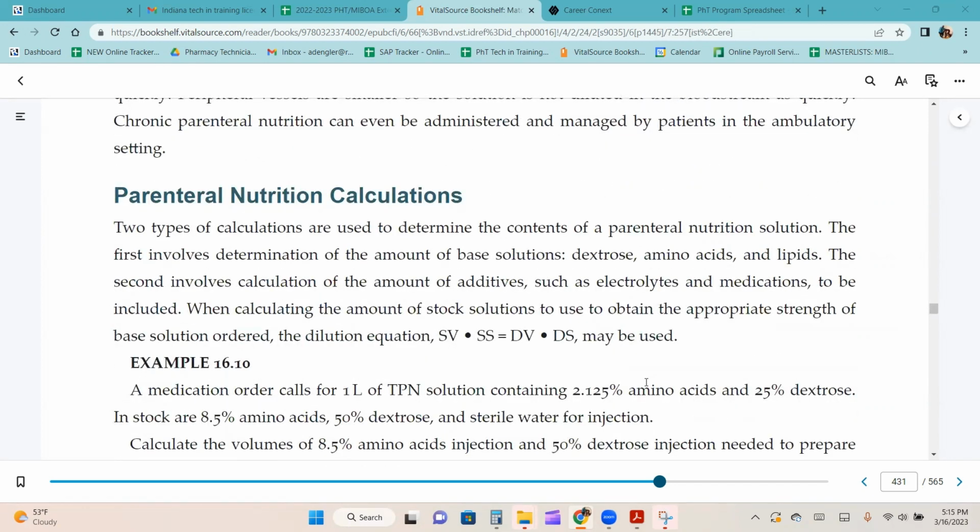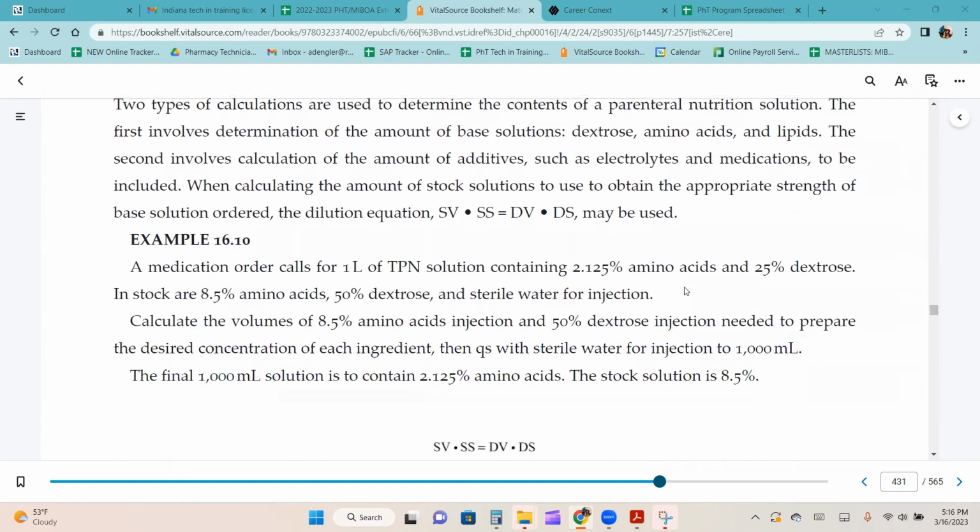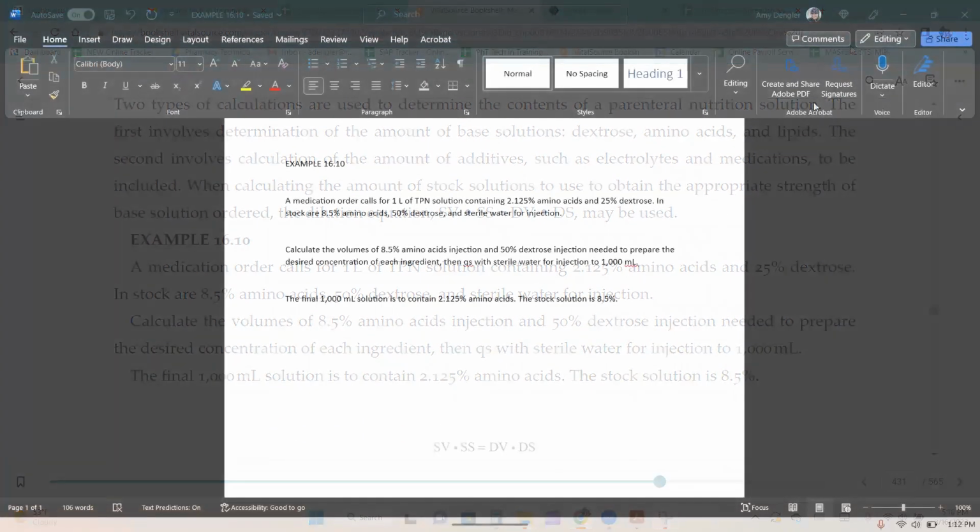2 types of calculations are used to determine the contents of a parenteral nutrition solution. The first involves determination of the amount of base solution, so dextrose, amino acid, and lipids. The second involves calculations of the amount of additives, such as electrolytes and medications, to be included. When calculating the amount of stock solutions to use to obtain the appropriate strength of base solution ordered, you should use the dilution equation, SV times SS equals DV times DS. So let's go ahead and do example 16.10.